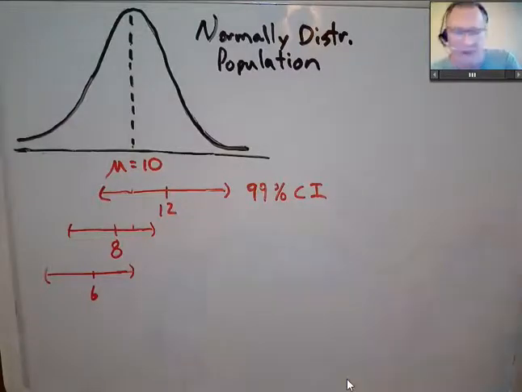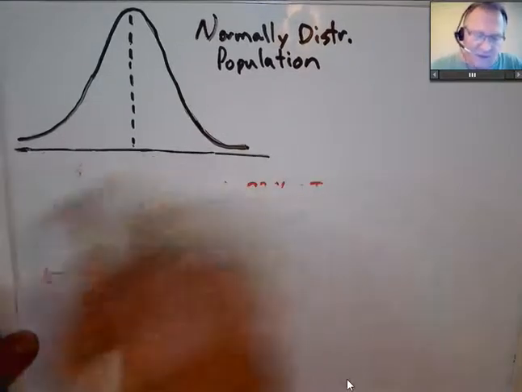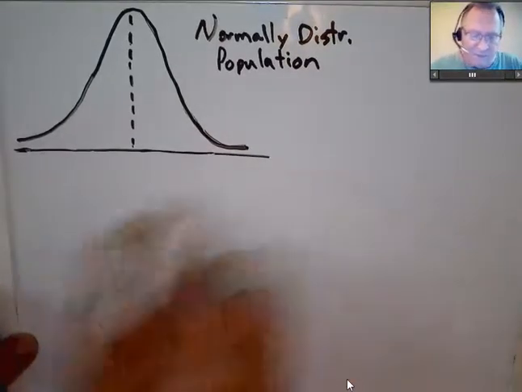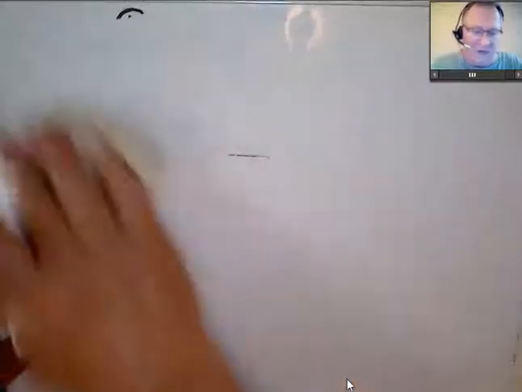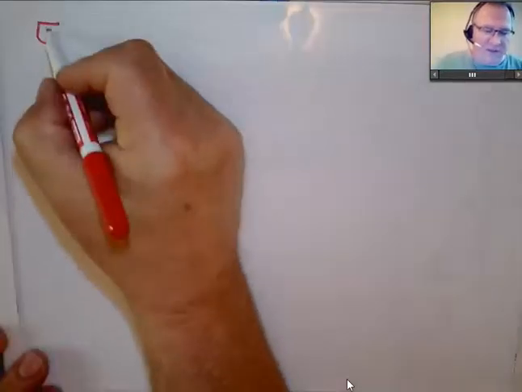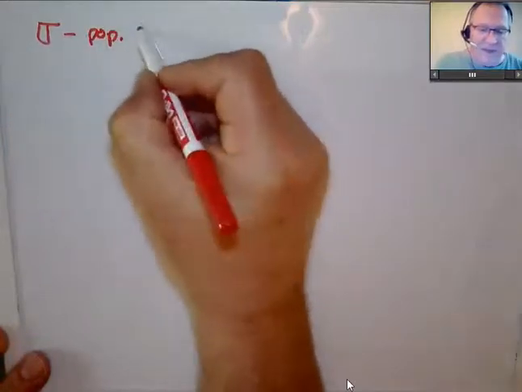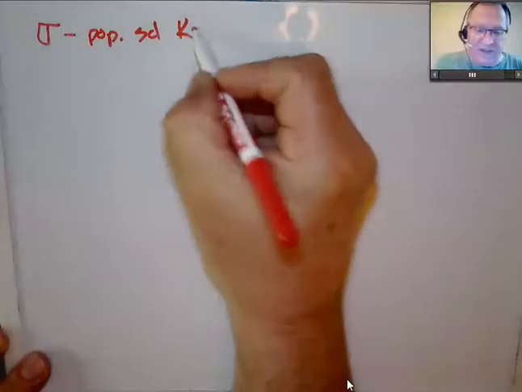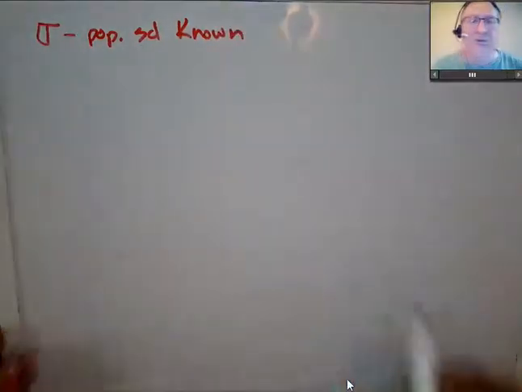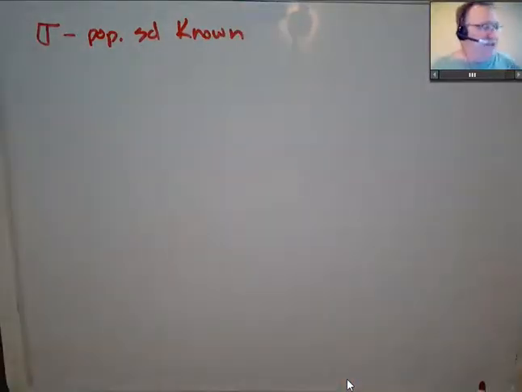Okay, let's talk about how we're going to create these confidence intervals. First of all, it depends whether we know information about the population or if we only have information about a sample. So, if sigma, which is the population standard deviation, is known, we have an equation that we will use.